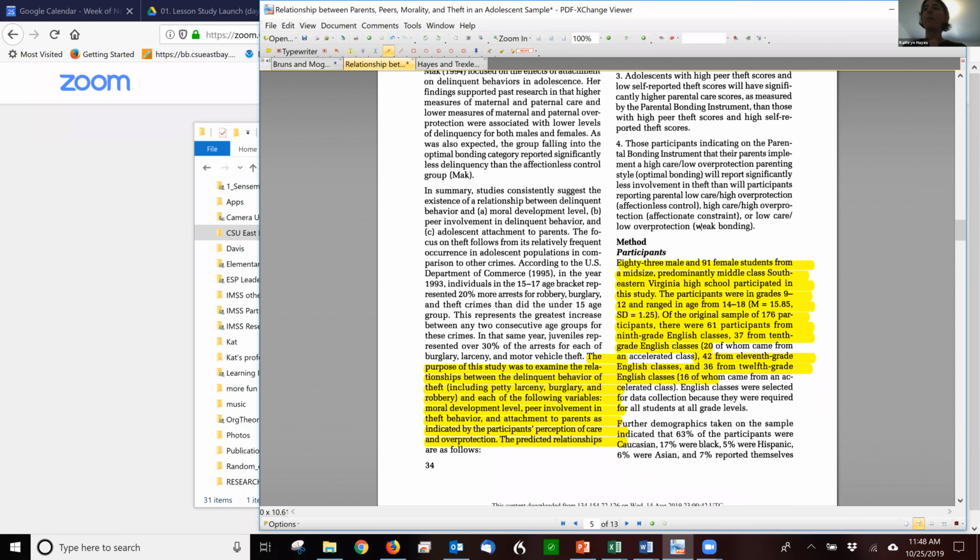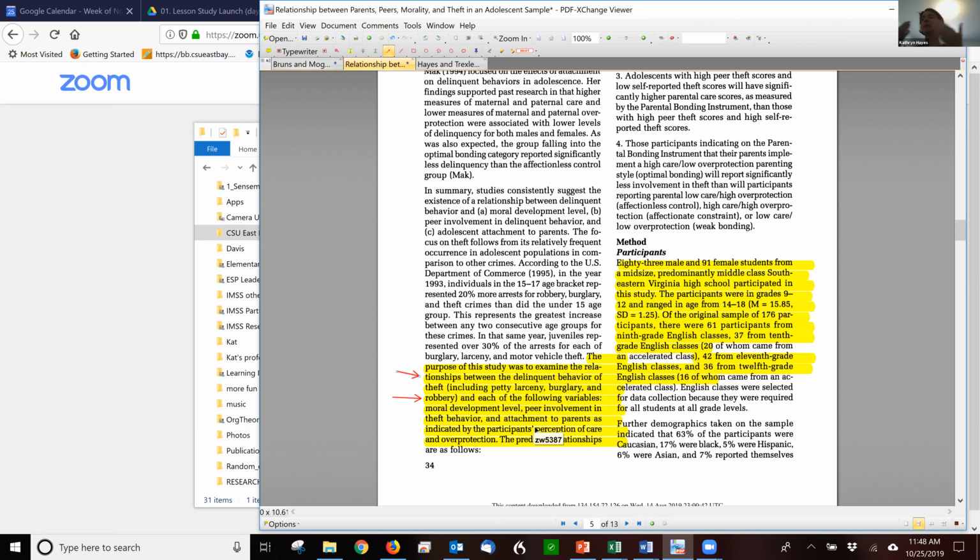Let's look down now at where the research design is. So often they have some stuff about the research design at the end of the introduction or the end of the lit review. And looking here, you can see the same thing. It says the purpose of the study was to examine the relationships between the delinquent behavior of theft and each of the following variables, moral level, peer involvement, et cetera. So this word right here, relationships, is very important to the research design.